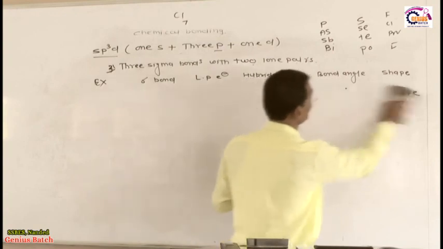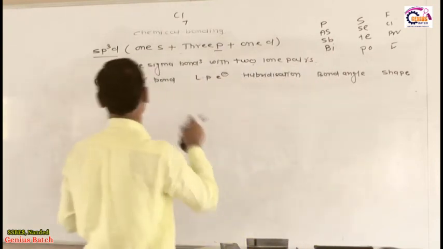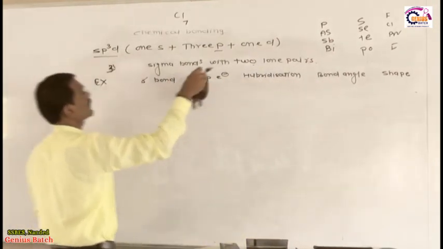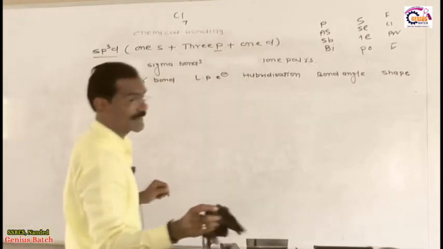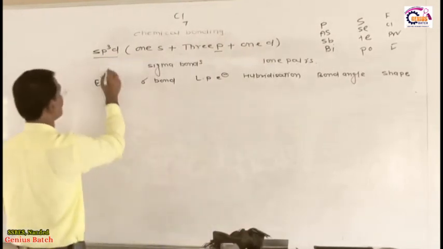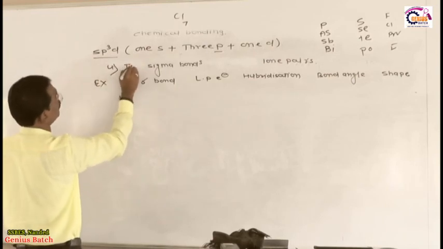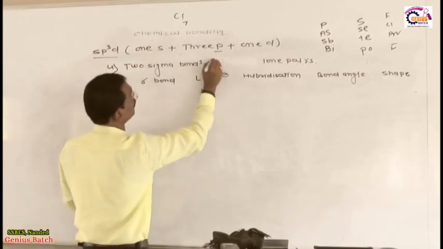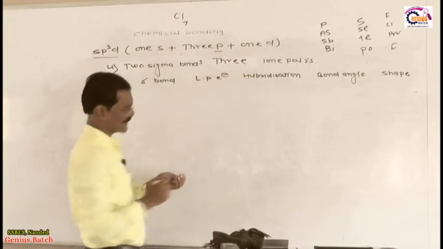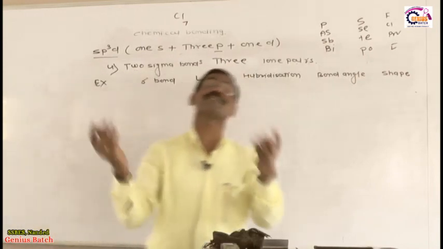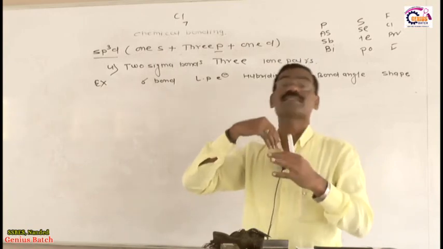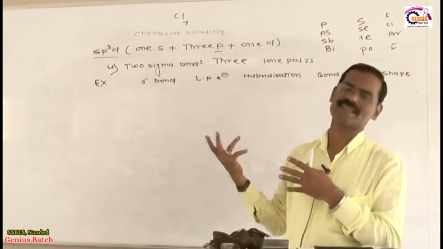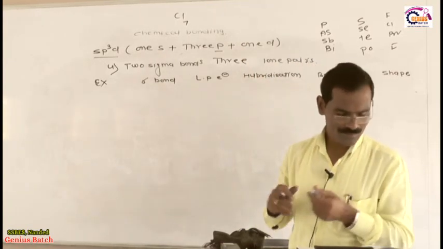So how many examples are possible in this case? 2 sigma bonds with 3 lone pairs. See dear student, this is the fourth case I am presenting in front of you: only 2 sigma bonds with 3 lone pairs. Very interesting case. Lone pairs of electrons exceed the sigma bonds. देखो अब यहाँ पे मतलब लोन पेयर ऑफ इलेक्ट्रॉन सिग्मा बॉन्ड से भी ज्यादा है. वेरी इंटरेस्टिंग एग्जांपल.